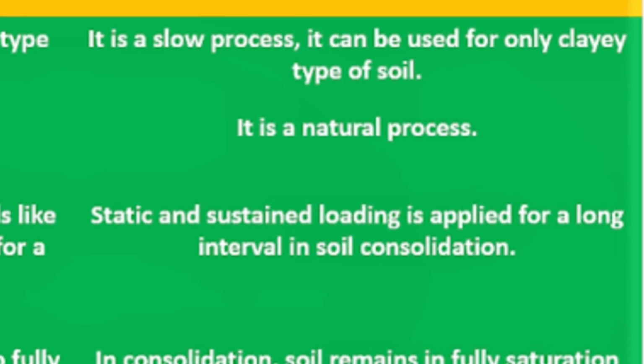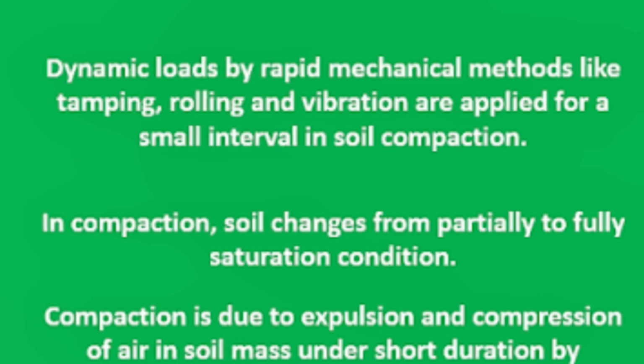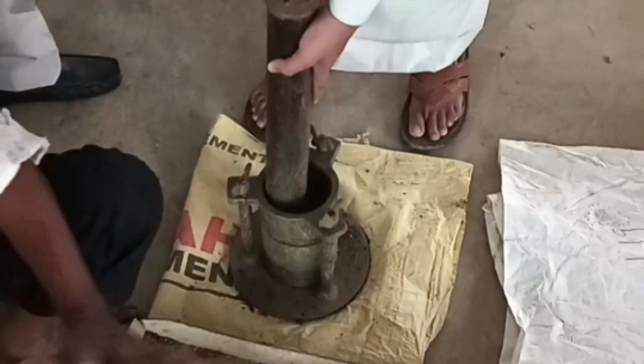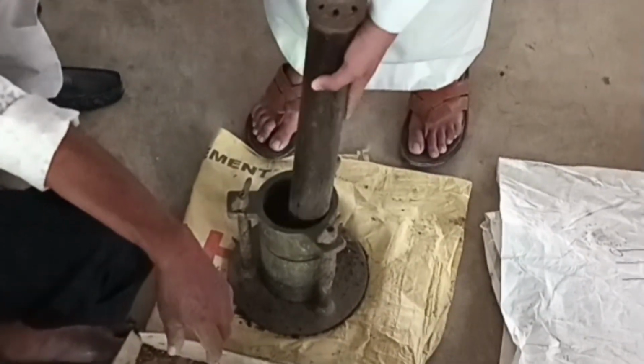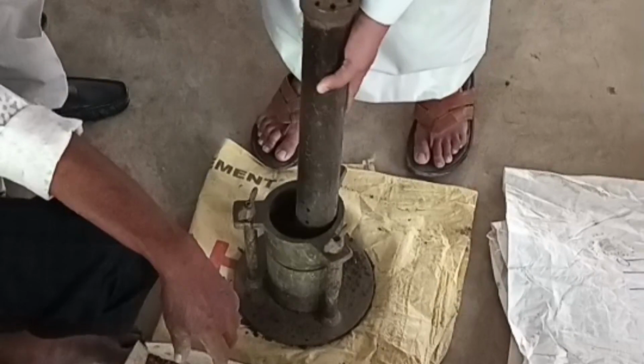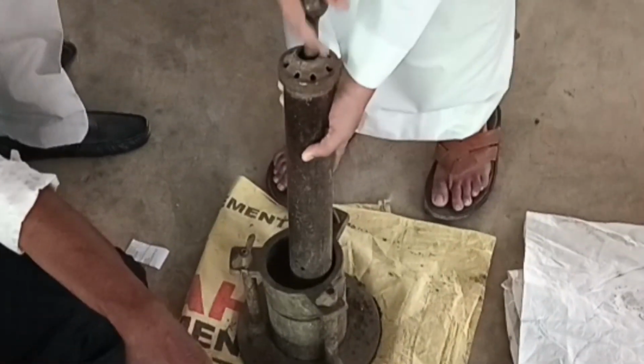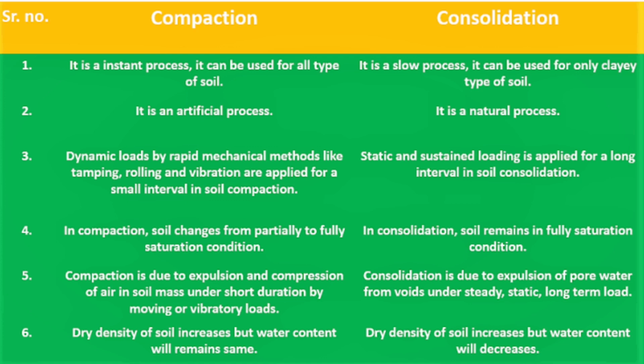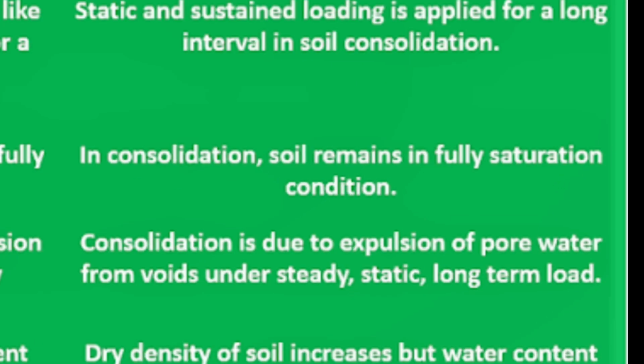In compaction, soil changes from partially to fully saturated condition. Meaning in compaction you have to add some amount of water up to the optimum moisture content, which is found in the laboratories by the Proctor test, the modified Proctor test or the standard Proctor test. You determine the optimum moisture content value, OMC, and you add water up to it. But in the case of consolidation, the soil remains in a fully saturated condition. That means from beginning to end the soil remains saturated.